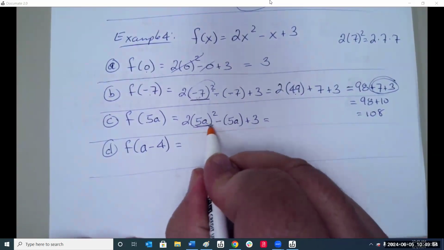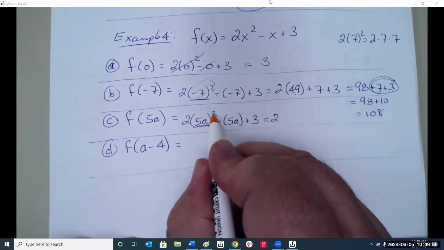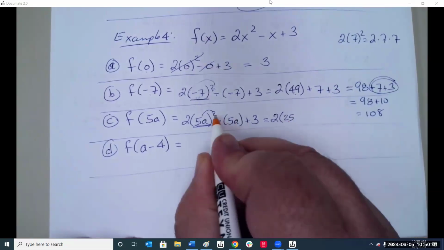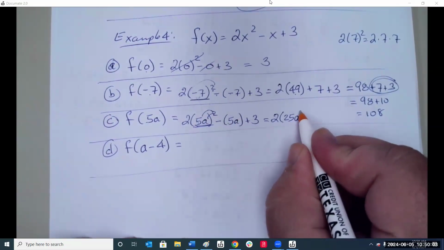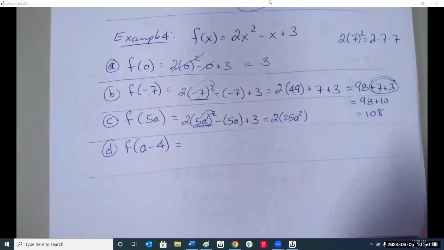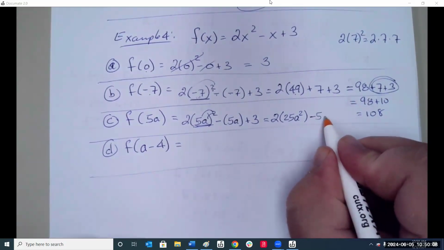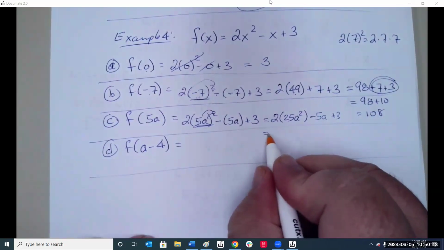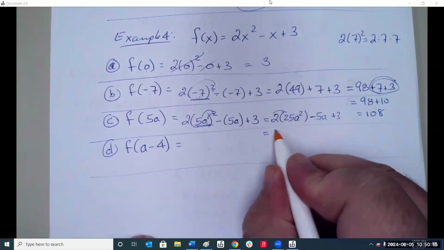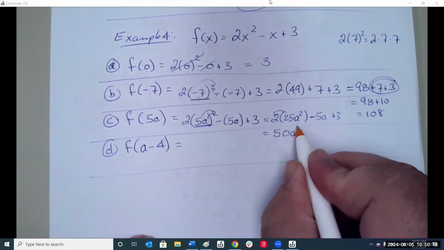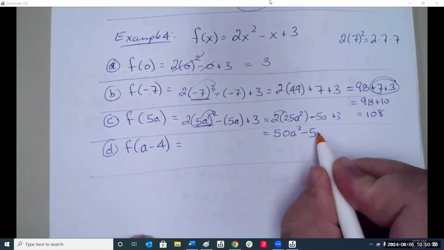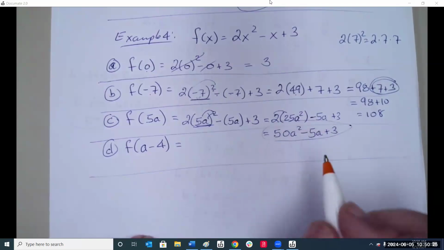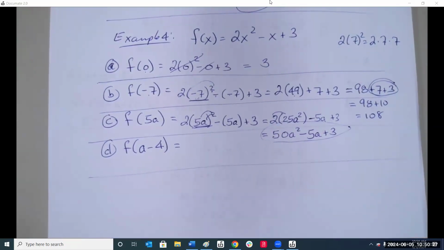So I have to do the exponents first, order of operations. 5 squared is 25. A squared minus 5A plus 3. 2 times 25 is 50. A squared minus 5A plus 3. That's as far as I can go. That exponent just stays there.